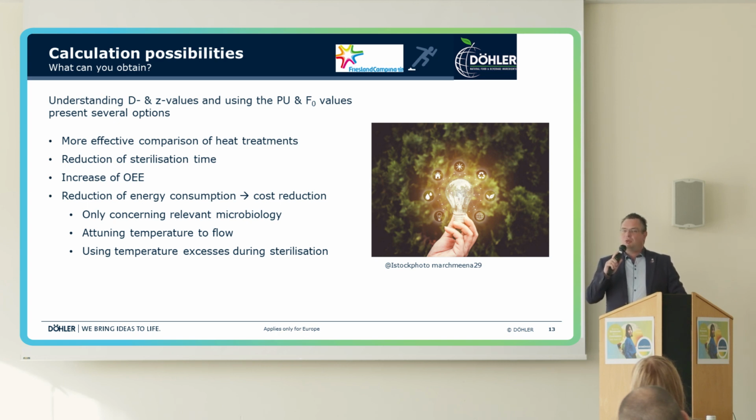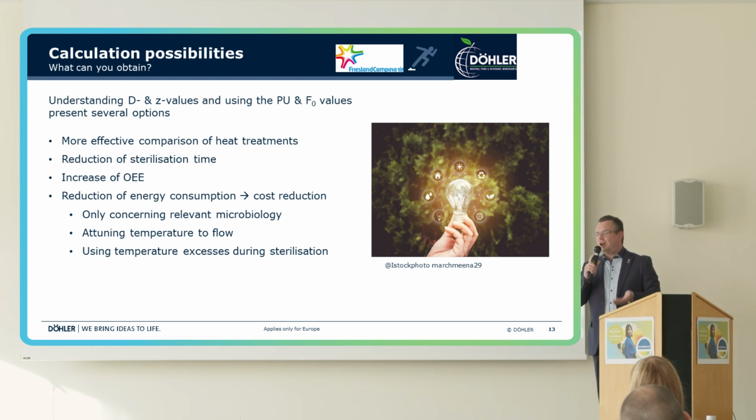Because when you compare it to standardized temperatures at 80 degrees Celsius, at 121 degrees Celsius, it's much more simple to compare numbers with different organizations. You can have a reduction of sterilization time of aseptic equipment, and by that an increase of your overall efficiency. Because you can use the line sooner, it needs less time than you have planned for your sterilization and your cleaning programs.